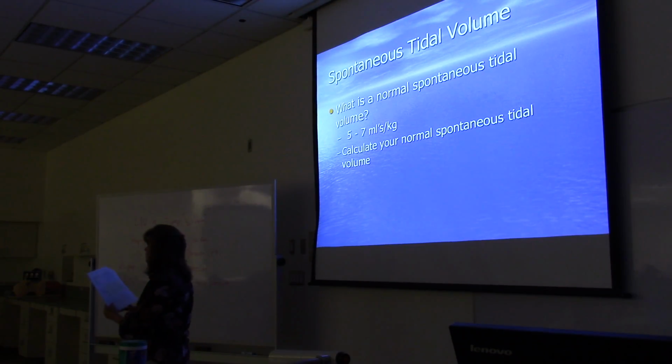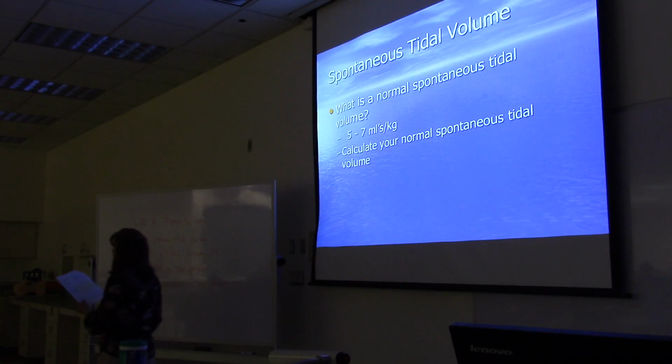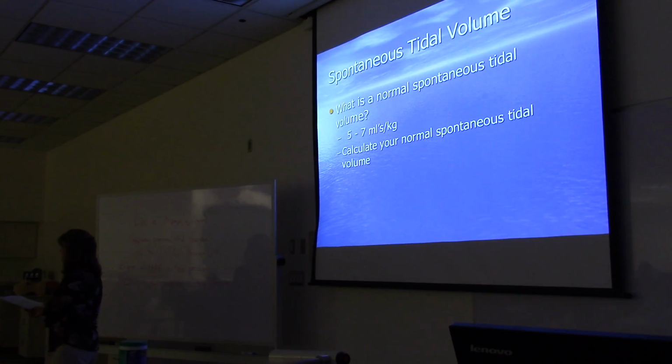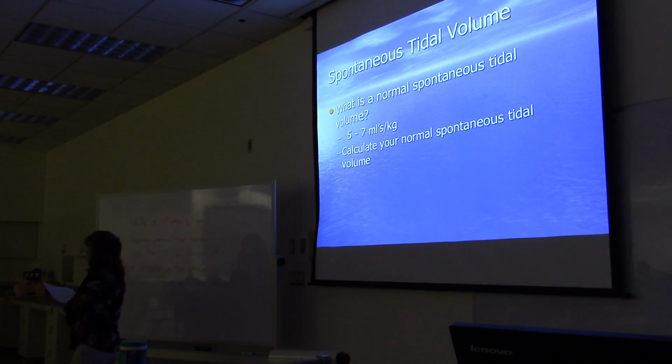Anita, you finished? What is your normal tidal volume? The range is 261 to 366. 260 to 360? Susie, did you get yours? Yeah, I had 260. Okay. Raj? 400 to 560.